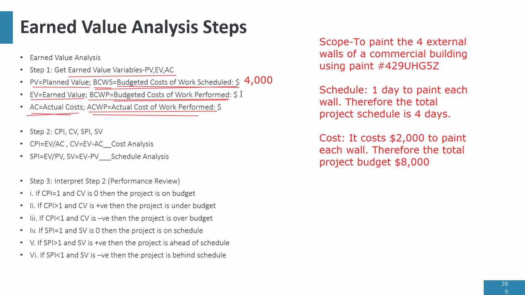Who's going to help me? What's the budget for the work that was done? $2,000. Thank you. So $2,000 of work was done.